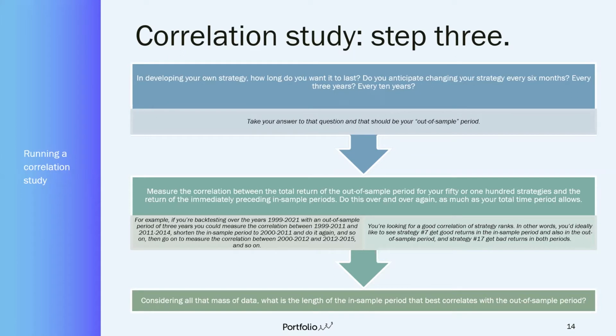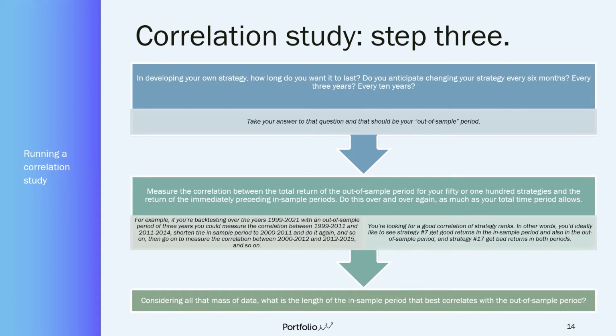Step three: in developing your own strategies, how long do you want your strategies to last? Do you anticipate changing your strategy every 6 months, every 3 years, every 10 years? Take your answer to that question, and that should be your out-of-sample period. Then measure the correlation between the total return of the out-of-sample period for your 50 or 100 strategies and the return of the immediately preceding in-sample periods. And those can be 1 year, 2 year, and so on, up to 12 or 15 years. It really depends on how long a period you can test and how many samples you want to do. And you can do this over and over again as much as your total time period allows.